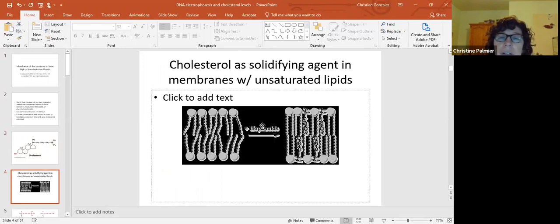As shown here, you have some unsaturated fatty acids attached to your glycerol phospholipids, and they don't want to be near each other. But with the cholesterol, it fits in between them and makes a tighter fit and makes the membrane a semi-solid.